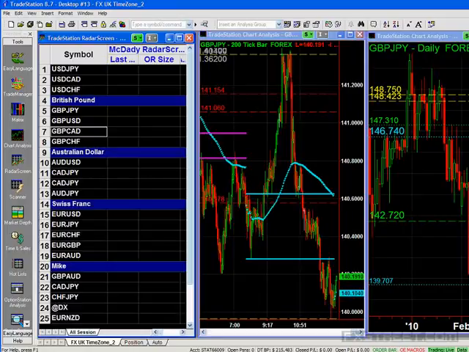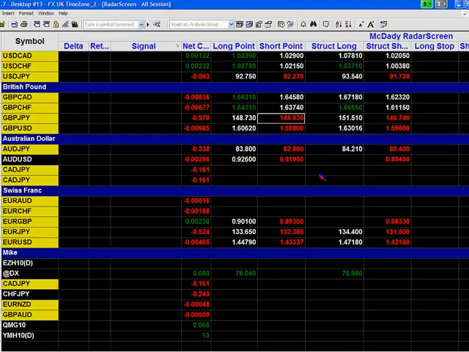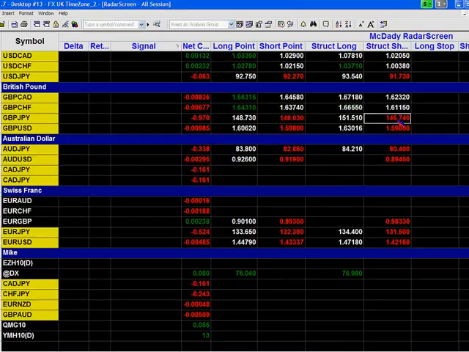Also, the dollar Swiss is at 102.78 and it is green. This means that we are long from 102.78 and the structure long is 103.71. And if it's red, for example the pound yen, we are short the pound yen from 148.03 and our structure short on the pound yen is 146.74.